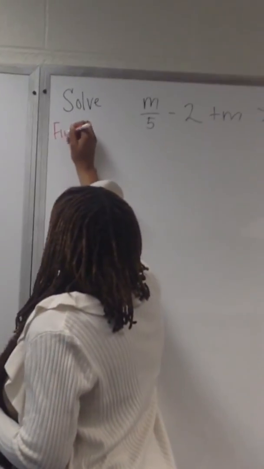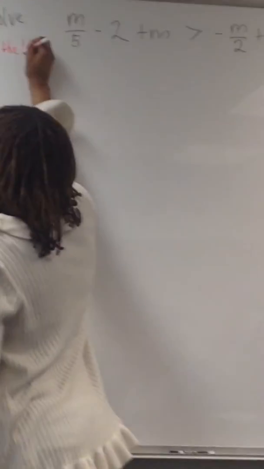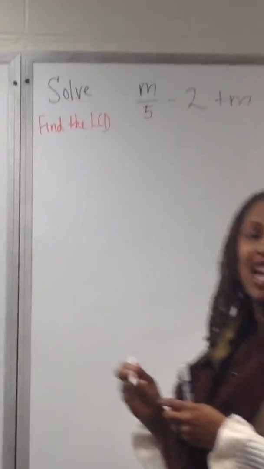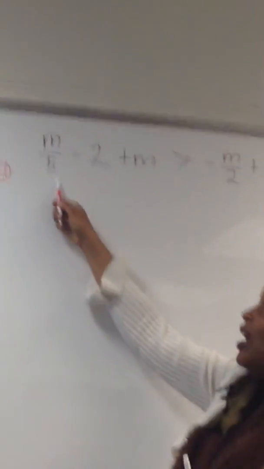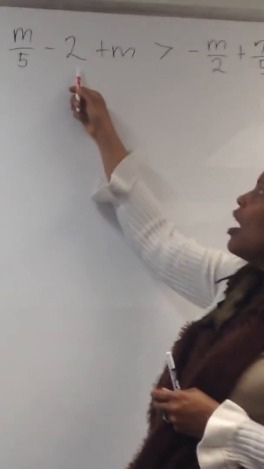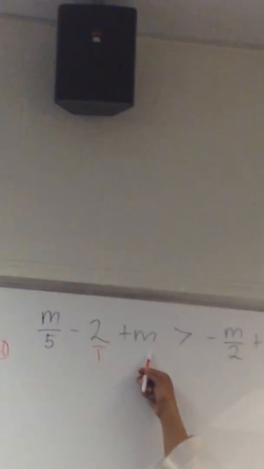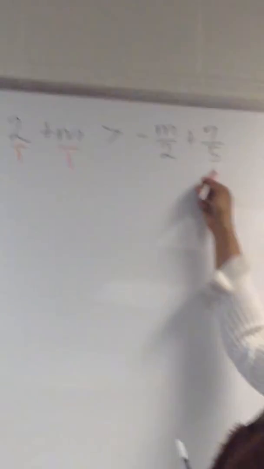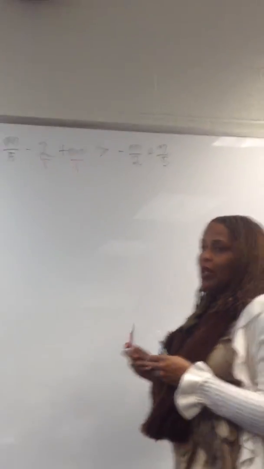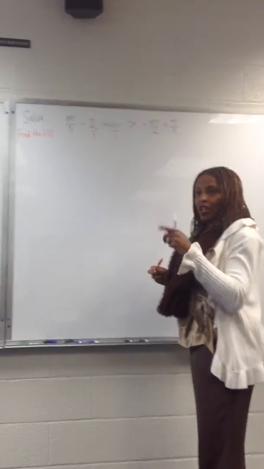Good. So, first I'm going to find the LCD. That's the least common denominator. My denominators are 5, 2, or 1. 1, 1, 2, and 5. So the LCD would be what? Not you. J, what's the LCD?